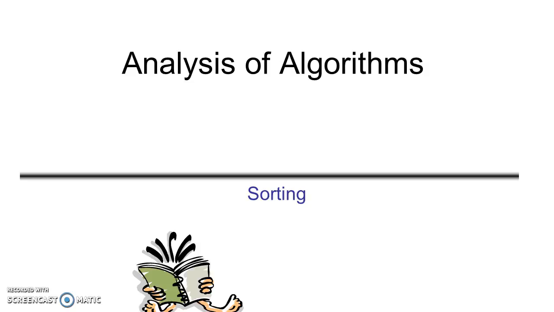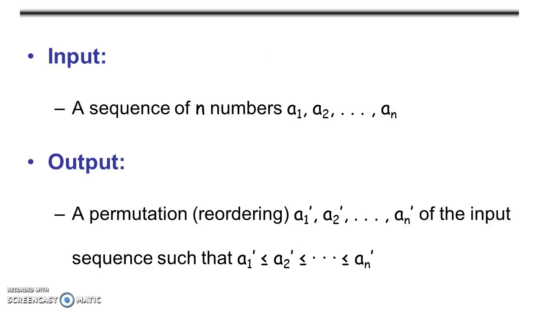The topic for out of class activity I have taken is analysis of algorithms. Let us look at the sorting problem. Given the input, which is a sequence of n numbers from a1 to an, the output would be a permutation or the reordering of the array of input sequences such that the first element of the array is less than or equal to the next and so on till the array is entirely sorted.